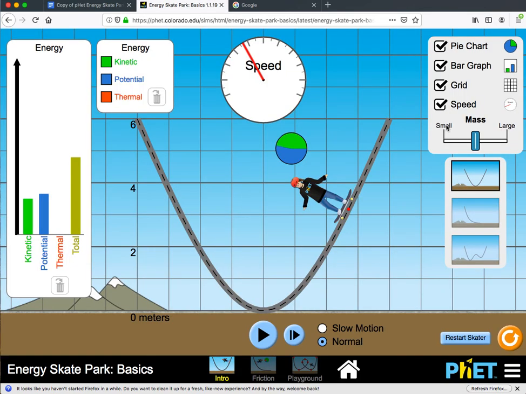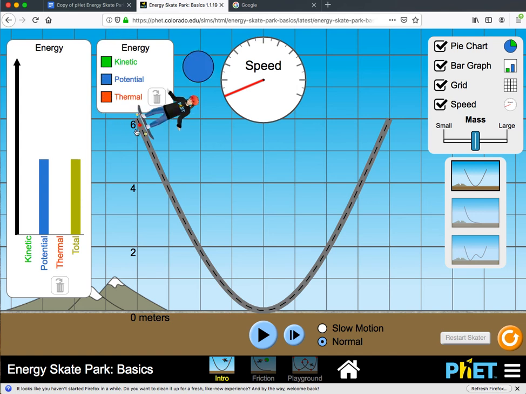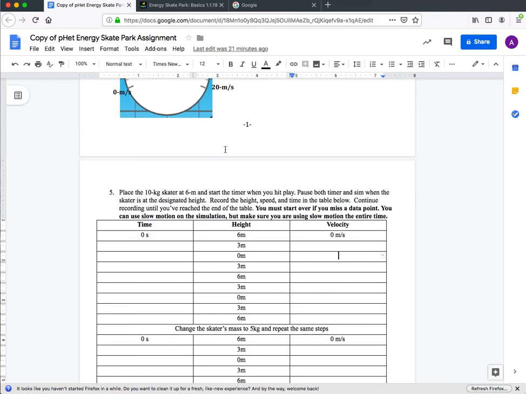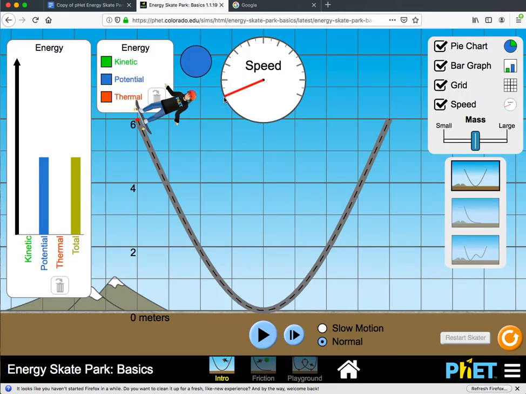So I take my 10 kilogram skater, and again, it doesn't exactly tell me 10 kilograms, but we set up that in the very middle is 10. I'm going to put my skater, that little red dot, right up here at the 6 meter line. And it tells me to go to the next height, which is 3 meters. So at 6 meters, I haven't started my timer. It's my time 0. And I look back here, my speed's 0. So he's not moving yet.